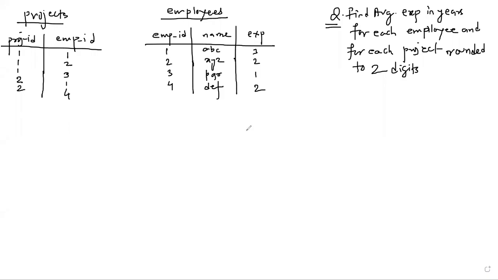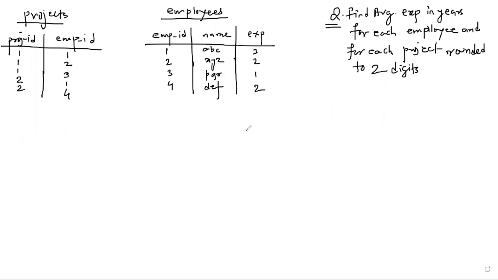In this case, we have to find the average experience in years for each employee and for each project, rounded to 2 digits. There are two tables given, projects and employees. In the projects table, we have two columns, project ID and employee ID. In the employees table, there are three columns, employee ID, name and experience.